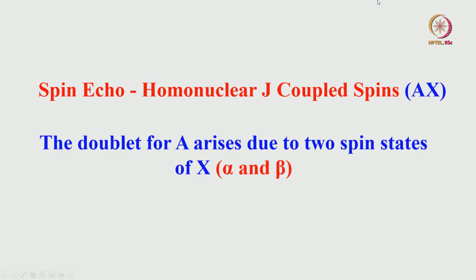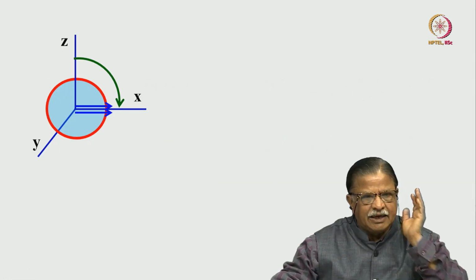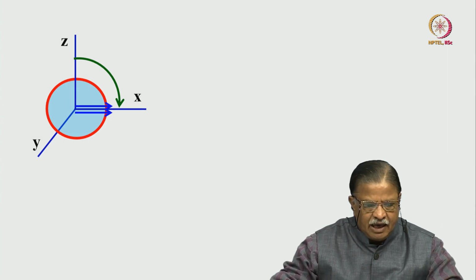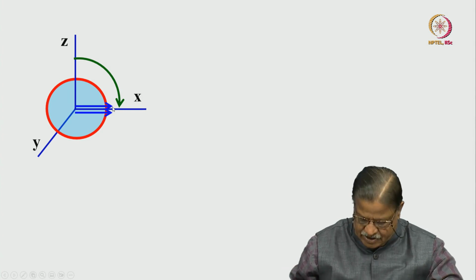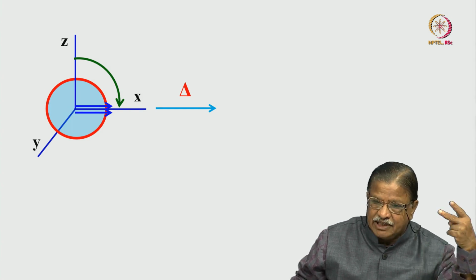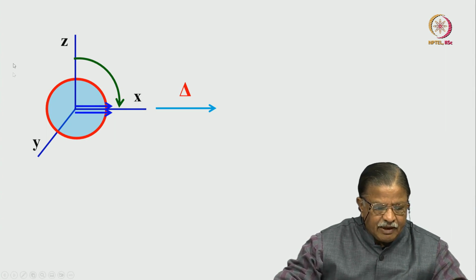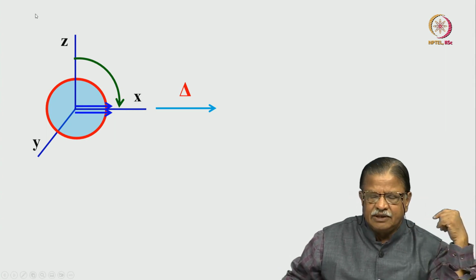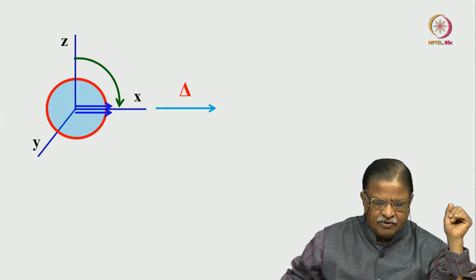Then we have a doublet for A. Why does the doublet come? As we have been discussing, because of the spin states alpha and beta of the spin X. Similarly, X will also have a doublet. We will consider what happens to the doublet. Let us say I apply a 90 pulse and bring the magnetization to the X axis. I consider spin A, coupled to spin X, with alpha and beta components. Then we have two vectors here, one corresponding to the alpha orientation of X, the other corresponding to the beta orientation of X.